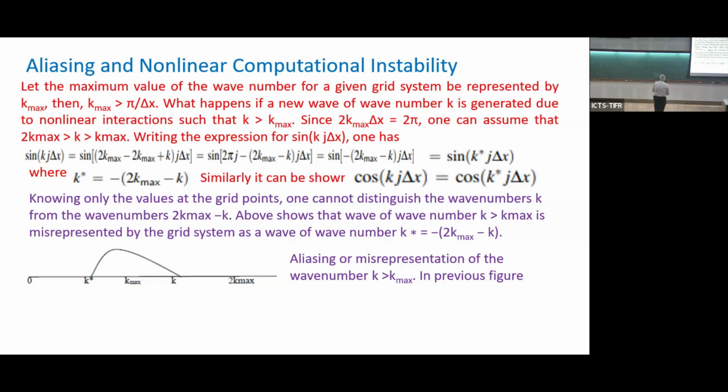So let's take this example, whatever we have worked out. For the example that we got, 4 by 3 delta x, what is the corresponding k for this? 2 pi by 4 by 3 into delta x, that is 3 by 2 pi by delta x. So clearly 3 by 2 pi by delta x is larger than pi by delta x. So let's take this value. This is pi by delta x, this is 3 by 2 pi by delta x. This would be 2 pi by delta x.